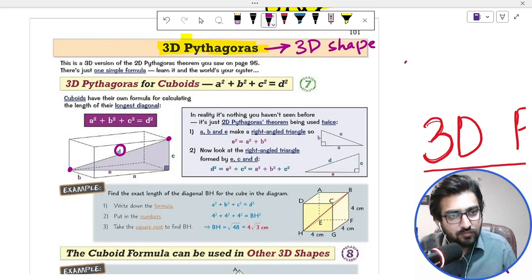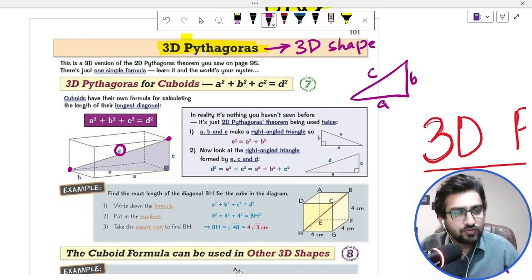Pythagoras theorem was in two dimensions. What we did there, we calculated C. If A and B are given, you can find C by applying Pythagoras theorem. So we calculated that longest side C using Pythagoras theorem. Here we need to find out the value of D.